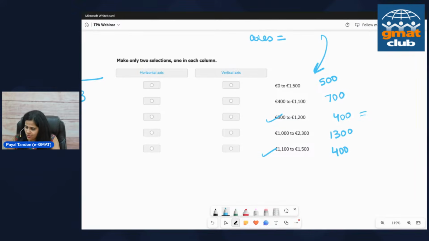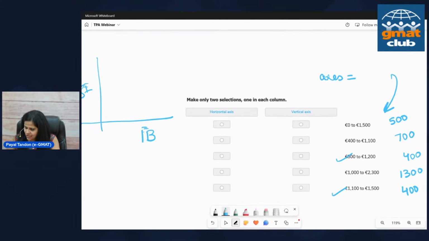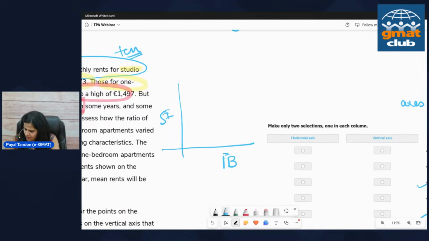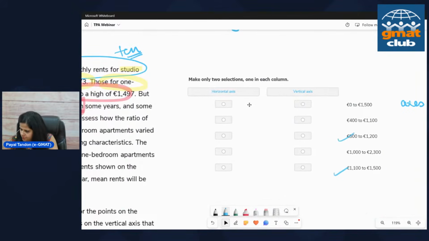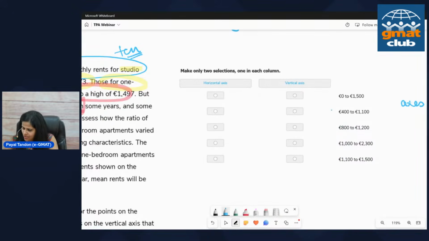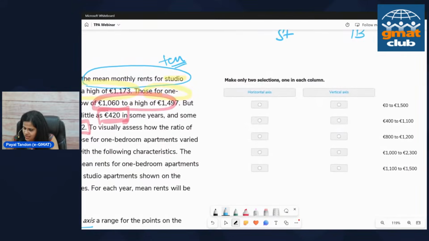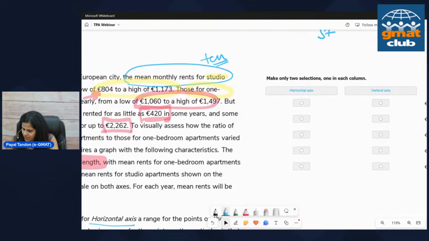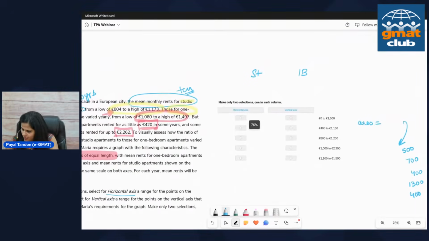Okay, now you're going to take these axes with you, and let me erase this part over here. You're now going to check each and every range over here to see which ones would meet the range and which ones would not. So I'm going to write this range down over here so that we have that with us. Okay, so let me write that down. I have 804 to 1173, and then I have 1060 to 1497.